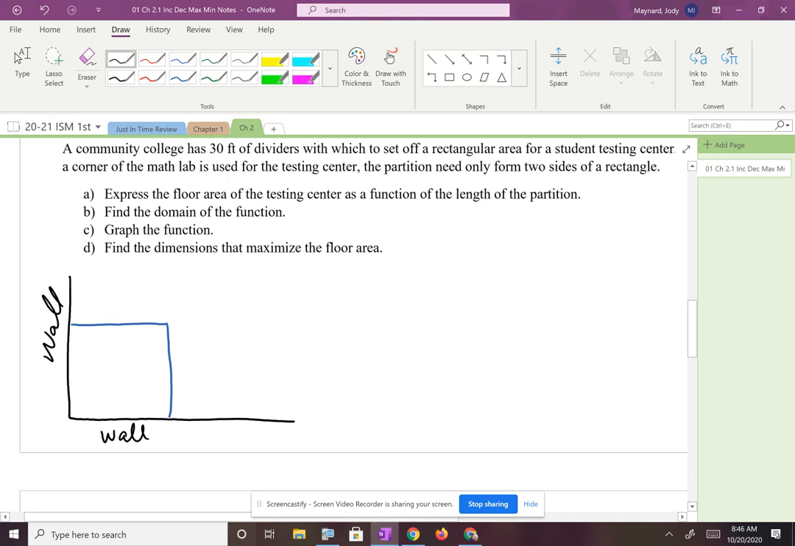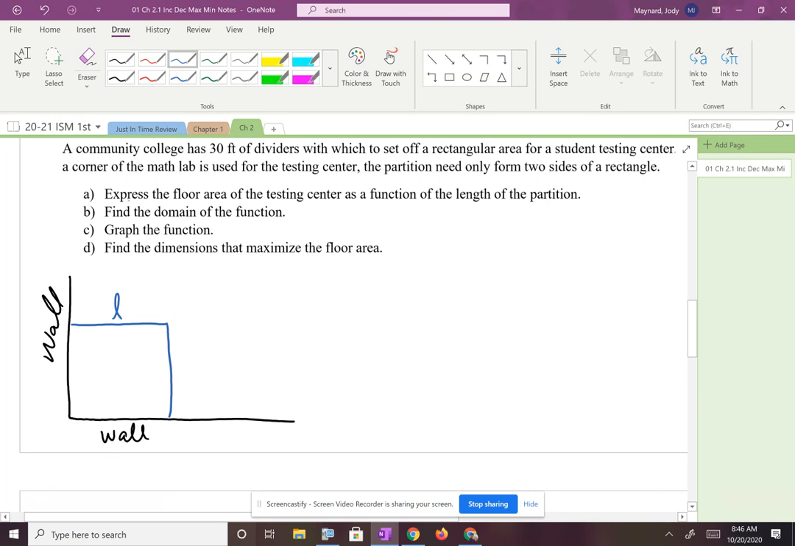So we don't have to use dividers along those walls. All right. If I have, we don't know. Now, here's the thing. We have 30 feet of dividers total, right? We don't know how long either one of these are. They might be the same length. They might be 15 and 15. They might be 10 and 20, right? To give you 30 feet total. We just don't know. But if I say this is L, that's a length, all right?